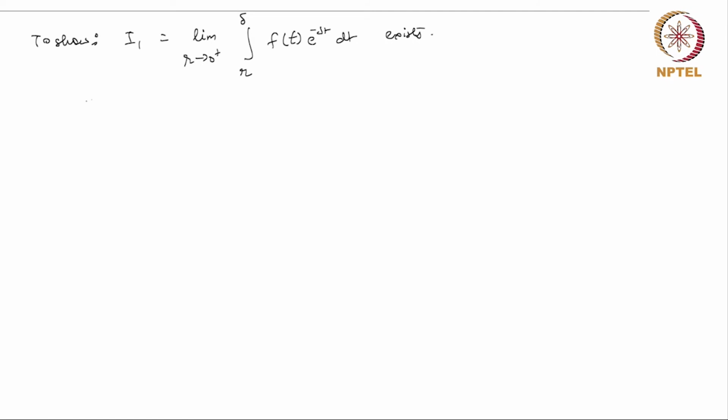So what we will do is we will show that I1 prime, which is the same thing but with the absolute values inside the integral, absolute value of f(t) e to the power minus st dt, exists. And we will use the same argument that an absolutely integrable function, if it has an improper Riemann integral, then the original function itself has an improper Riemann integral.